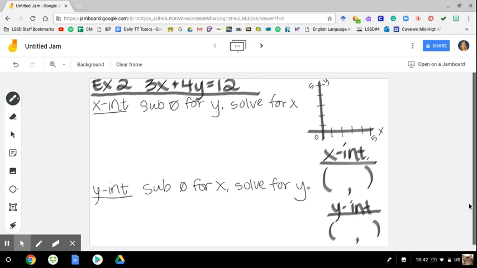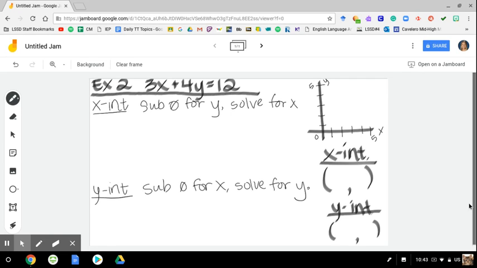Okay, so to find the x-intercept, that's where it crosses the x-axis, you need to substitute 0 for y and solve for x. When solving for the y-intercept, you sub in 0 for x to solve for y. So let's do the first one. X-intercept, sub 0 for y, solve for x.